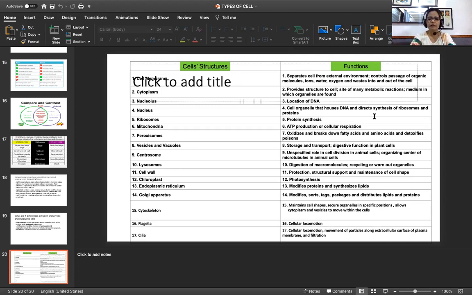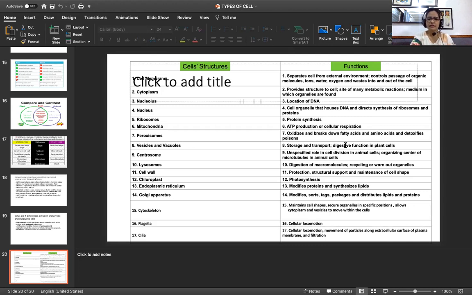Okay. Now mitochondria, okay. Peroxisomes, hindi ko to na-define kanina. It oxidizes and breaks down fatty acids and amino acids and detoxifies poisons. So ito pala yung responsable para ma-breakdown naman yung mga fatty acids tsaka amino acids. Okay, and also detoxifies. Ibig sabihin, yung mga poison na papasok sa cell, toxic substances, siya yung bahala doon.